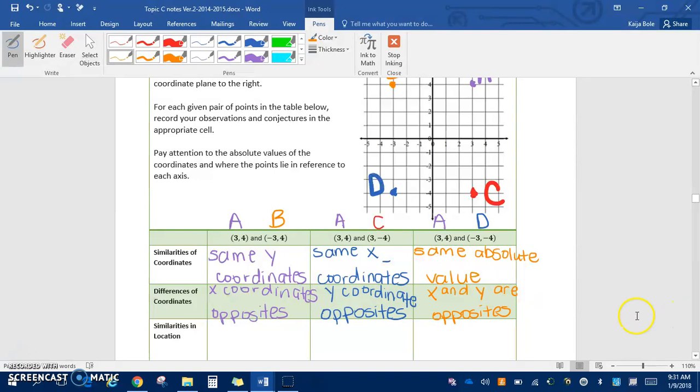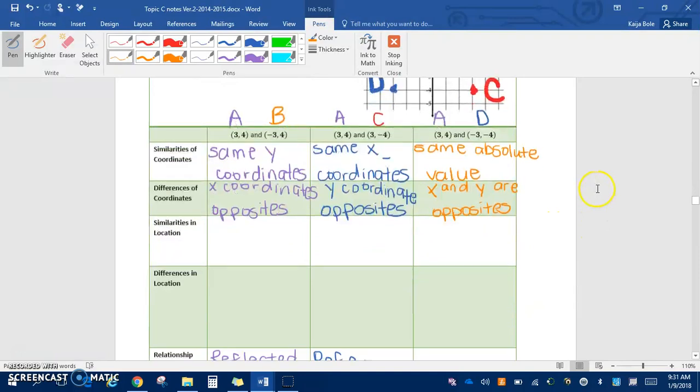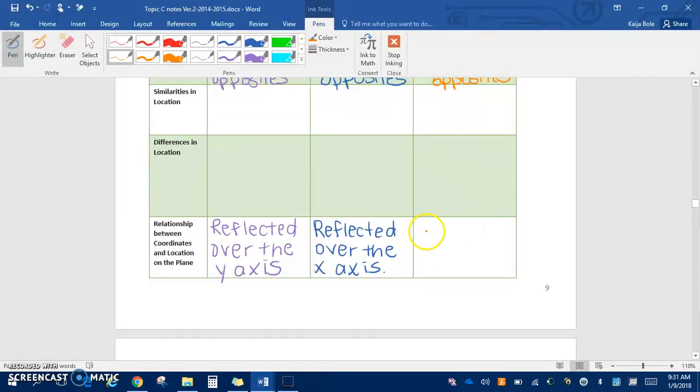And then if we look at the relationship between the two of them, so now, you could move two different ways to get from A to D. You could go over the y and then over the x, or you could say over the x and then over the y. So we're going to say that the points were reflected over the x and y axis. You could go in either direction, so you could put x and y or y and x. Okay? So that's all we're going to look at on this page.